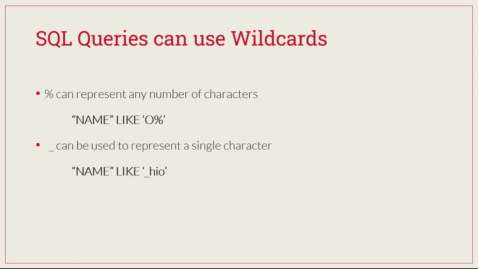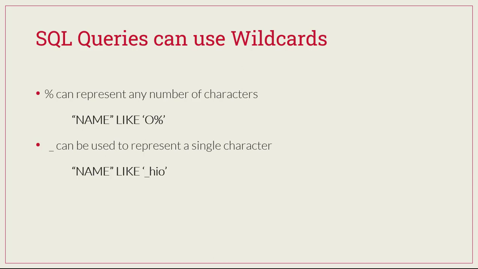So let's talk about the difference between the percent sign and the underscore. The percent sign is the one that's most often used. It can represent any number of characters. It can represent 1 or 100. So if we wanted to select out of a states database every state that started with an O, we would say name is LIKE with a capital O and percent. And any state in our data set that starts with a capital O would be selected out.